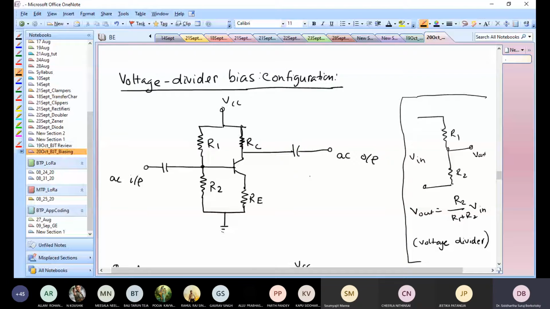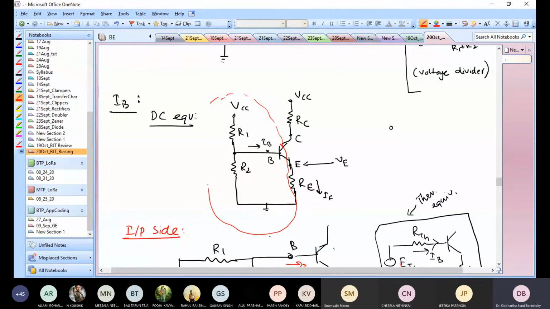This is the input loop. I mean, it includes the RE. And then the output loop. Both input and output loop contain the emitter terminal and the RE resistor.